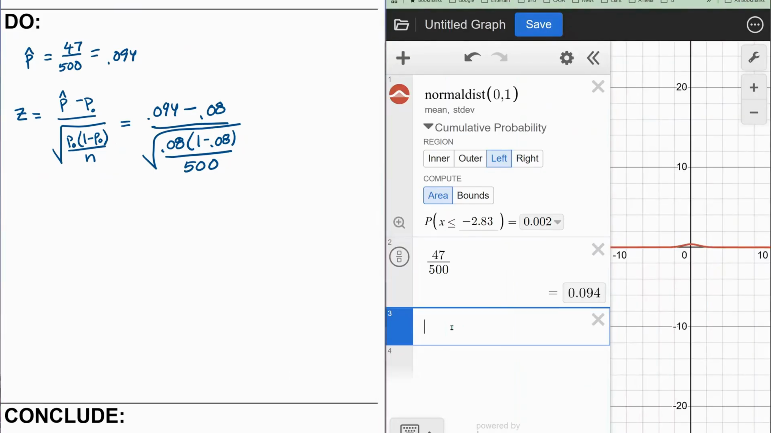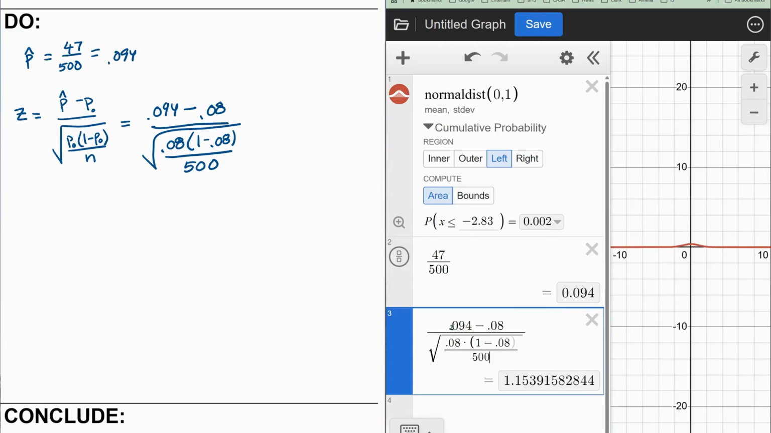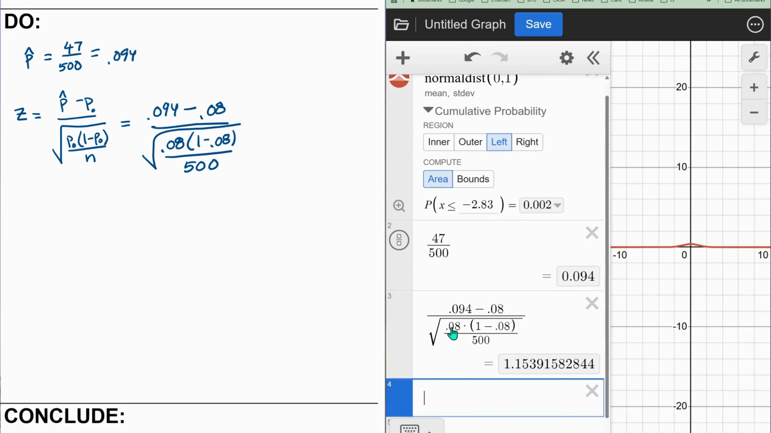I'm going to do that calculation over here. I'm going to hit the division sign, 0.094 minus 0.08. Then go ahead and do the square root, division sign, 0.08 times 1 minus 0.08, all divided by 500. All right, and that gives us the z value that we were interested in. The z value is 1.15, and we'll limit that z value to 2 decimal places.